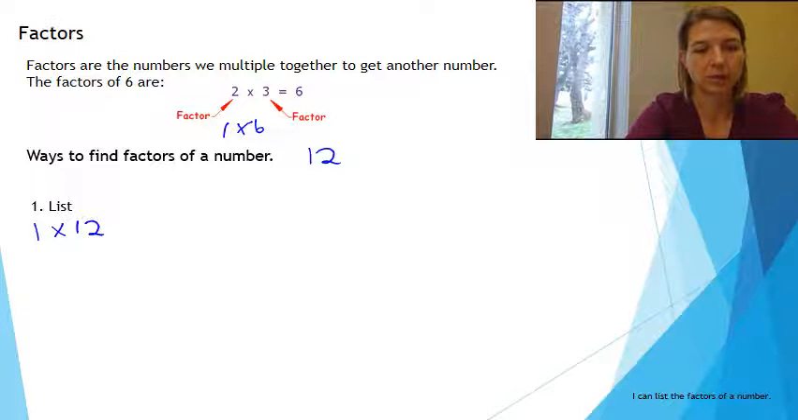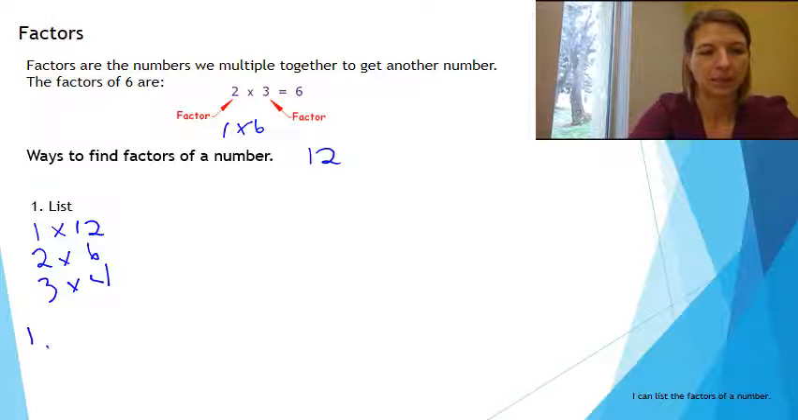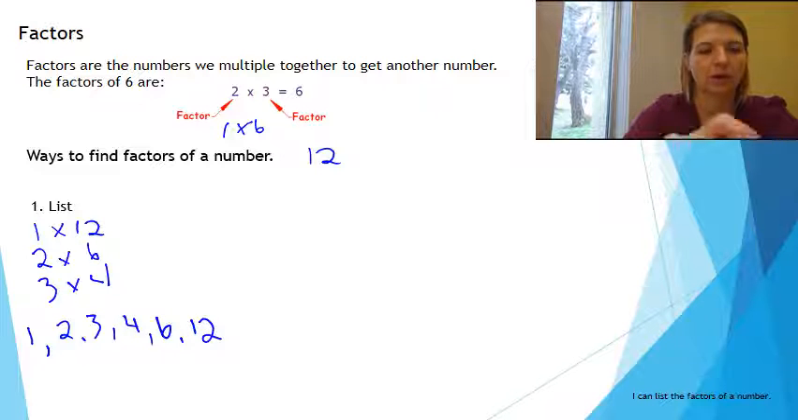1 times 12 equals 12. 2 times 6 equals 12. 3 times 4 equals 12. Then I can make a list. 1, 2, 3, 4, 6, and 12 are factors of 12.